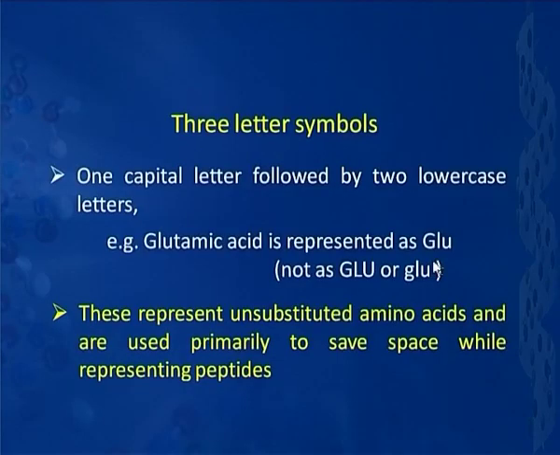So the 3-letter symbol is the first 3 letters of the common name, and the first letter will be the capital one. Now, if I write Glu, basically I am representing glutamic acid, in terms of an unsubstituted amino acid, and as I mentioned earlier, these symbols are used to save space while representing peptides and so on.